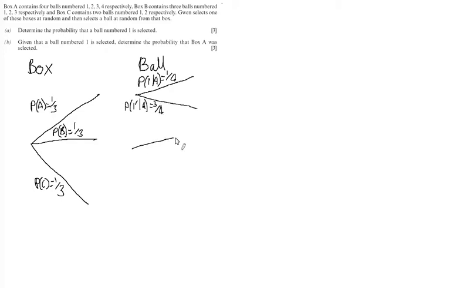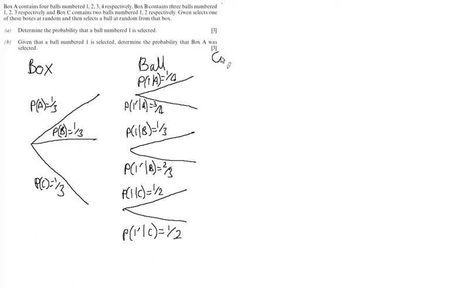We can then do the same for box B. So the probability that it's a 1 given that it came from B is 1/3, and the probability that it's not a 1 given that it came from B is 2/3. Finally, we look at what happens in box C, and we have probability that it's a 1 given that it came from C is a half, and probability that it is not a 1 given that it came from C is also a half.